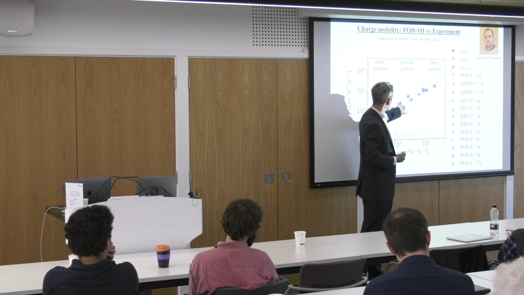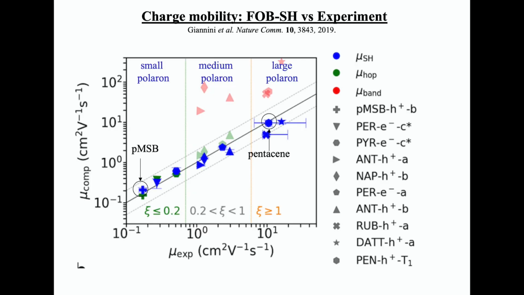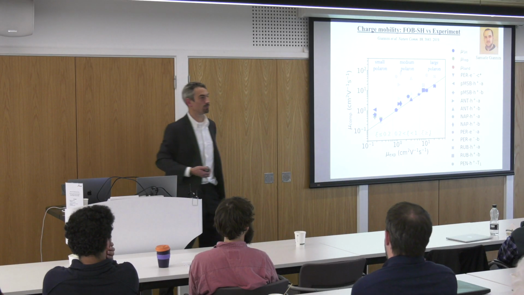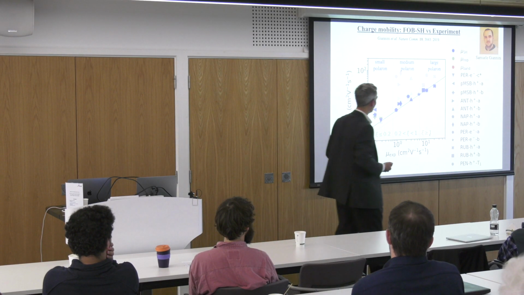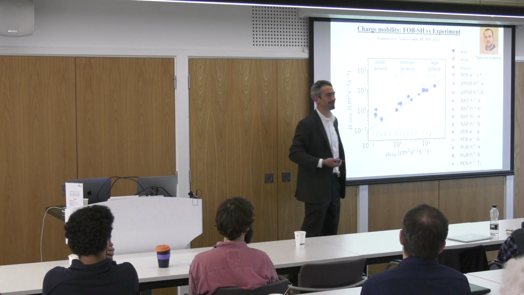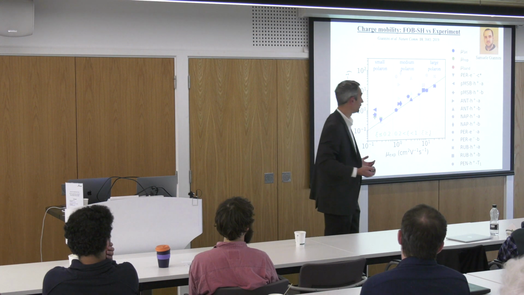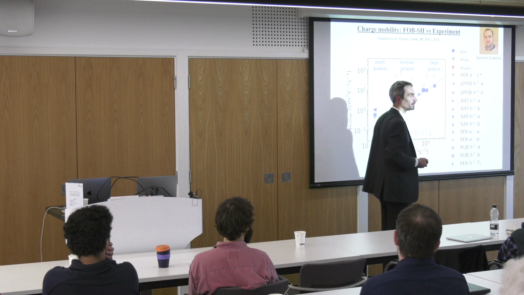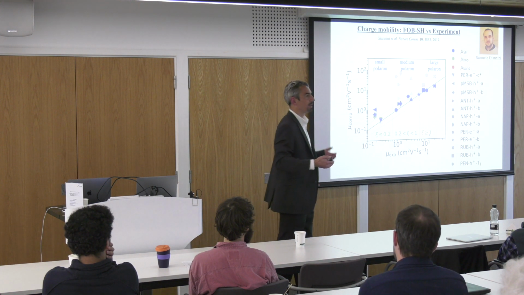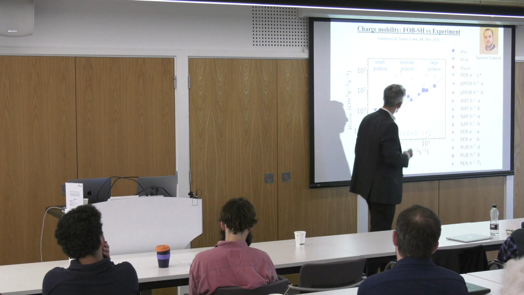Nonetheless, the mobility that you get with the hopping model is pretty good actually, compared to our model and compared to experiment. Why that is, I don't know, but this is actually the reason why the community for the last 10, 15 years always got away with these hopping models. Because the mobilities that came out of this were pretty good, even though the mechanism had nothing to do with that.